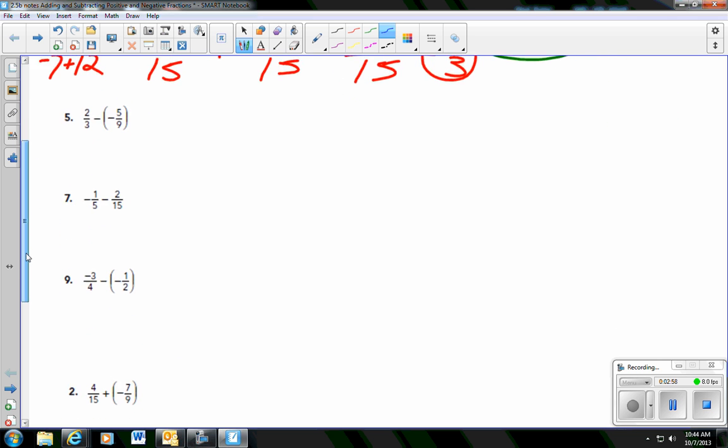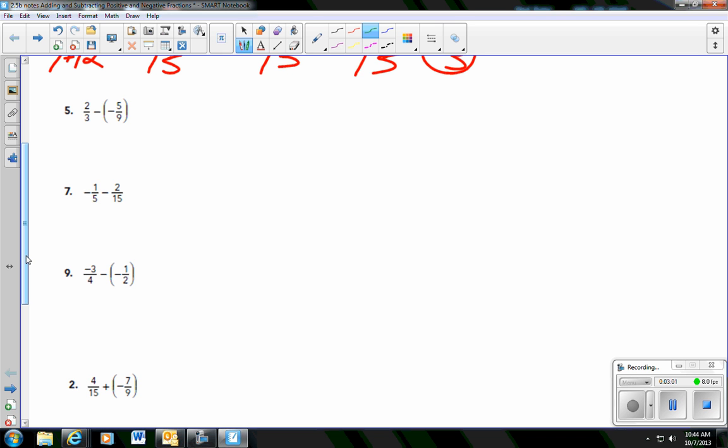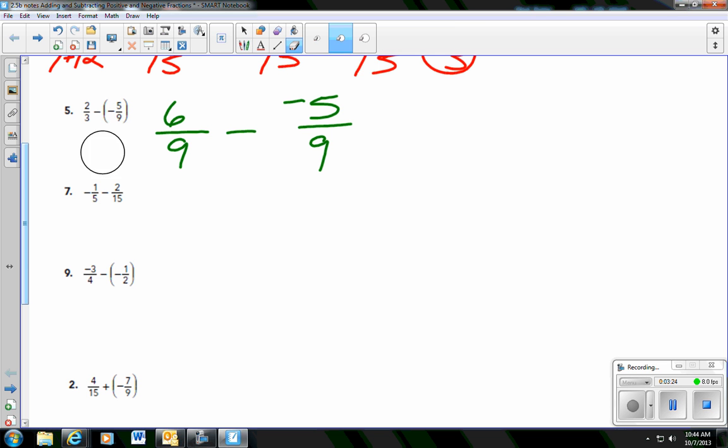For number 5, our common denominator would be 9. And 3 times 3 gives us 9. 2 times 3 is 6. Minus 9 would be 9 times 1. So 5 times 1 is 5. And then we see that it's negative 5/9. So we're going to go ahead and move that negative sign to the 5. Negative 5. Now our rule is, again, we're subtracting here. So our rule is to do leave change opposite.